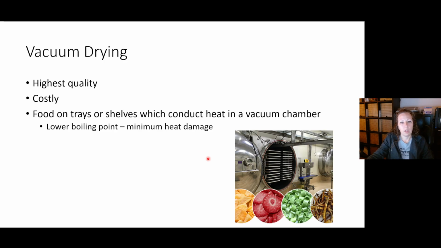And so great advantages to this, and like I said, you end up with a very high quality dehydrated food because you aren't damaging it with heat, but it does cost money, more money than other methods.